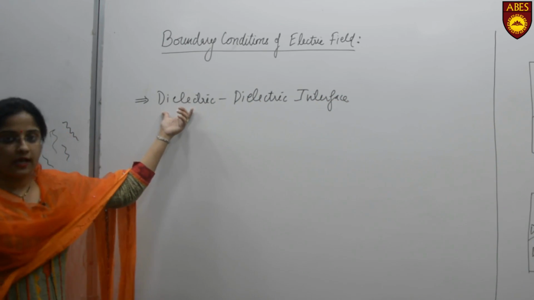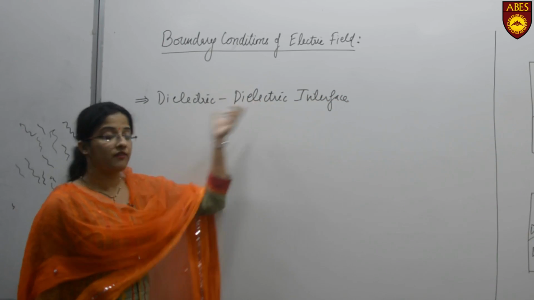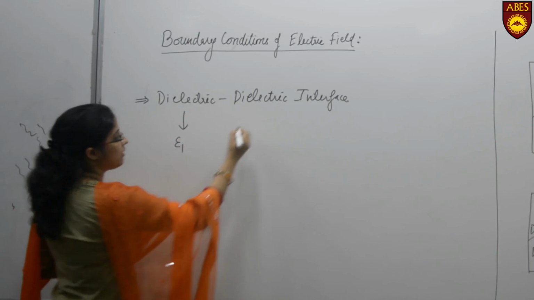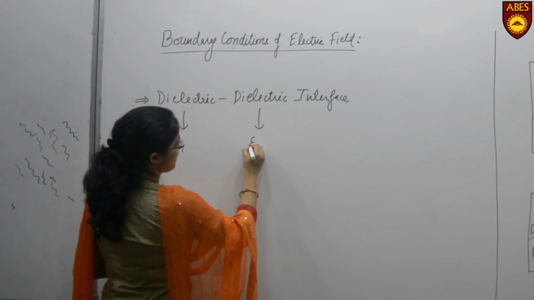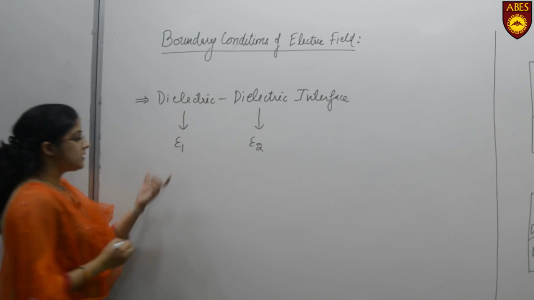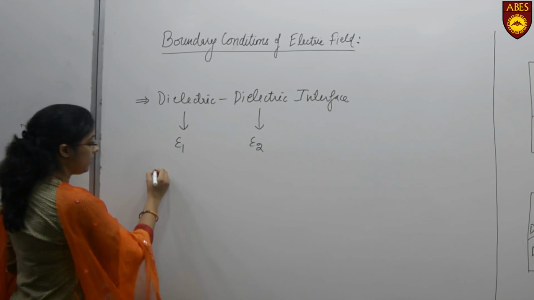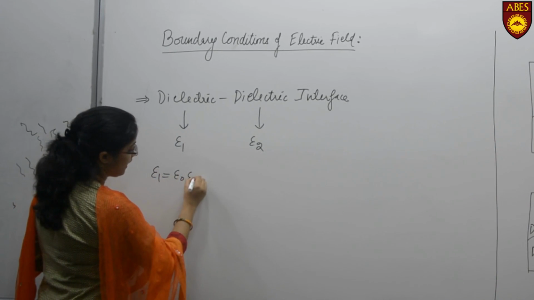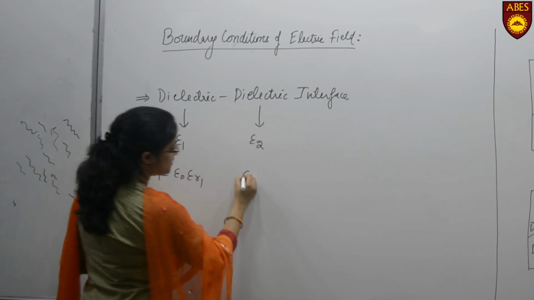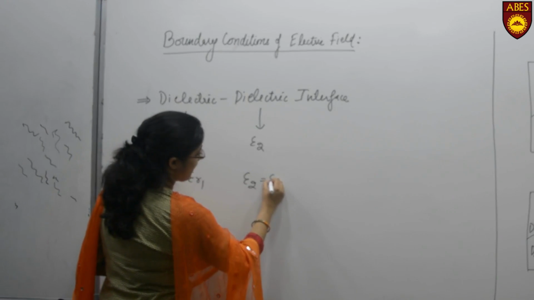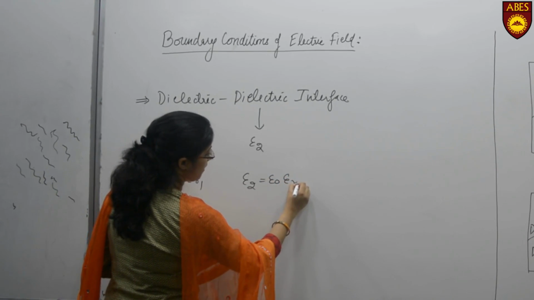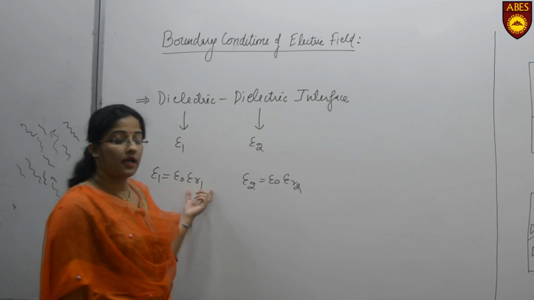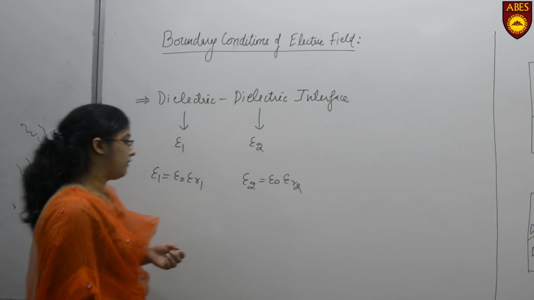Now this is the first dielectric and this one is the second dielectric. The first dielectric is characterized by epsilon 1 and the second dielectric is characterized by epsilon 2. What is epsilon? Epsilon is permittivity. Epsilon 1 is epsilon naught times epsilon r1 and epsilon 2 is epsilon naught times epsilon r2, where epsilon naught is the permittivity of free space and epsilon r is the relative permittivity.